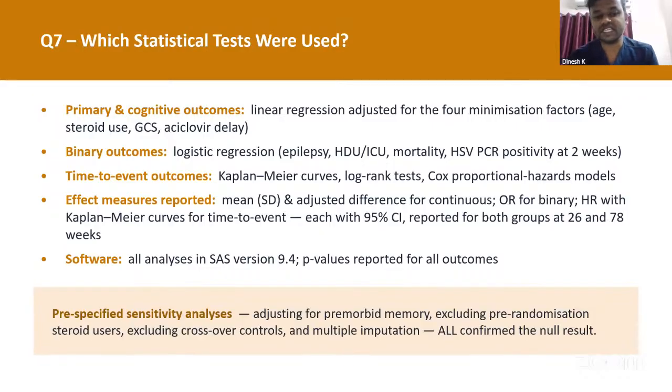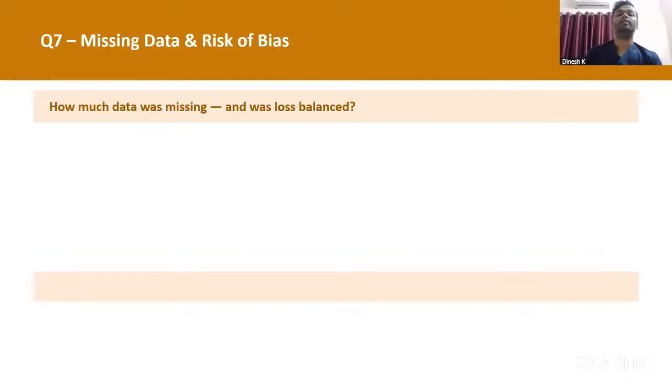And the pre-specified sensitivity analysis that we have also discussed: they adjusted for four parameters, including pre-morbid memory, and they excluded pre-randomization steroid users. They excluded post-randomization extra steroid users or crossover controls regarding DEXA, and they have also used multiple imputations for the two sick patients or dead patients.